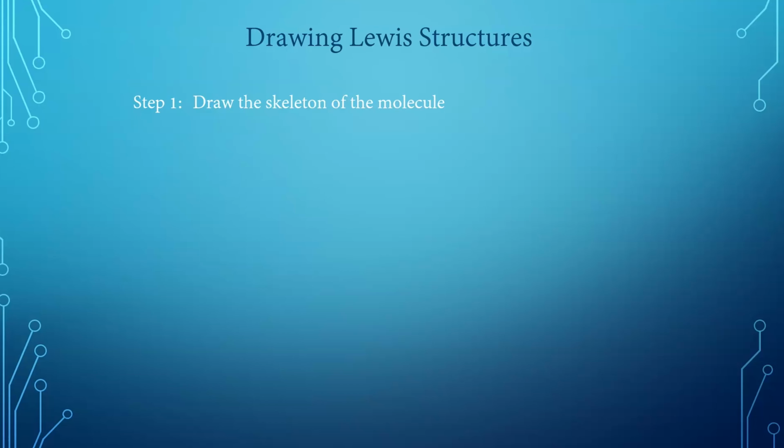That basically means show how the atoms are connected to each other simply using single bonds, just to show what the backbone of the molecule will look like. Our second step is to count the valence electrons. We need to know how many electrons we have to work with because they all have to be accounted for. You can't have more or less than the number of valence electrons that the atoms brought to the molecule. Our third step is to add the remaining valence electrons. We used some of the electrons to build the skeleton. Now we need to put in the remaining electrons as dots.